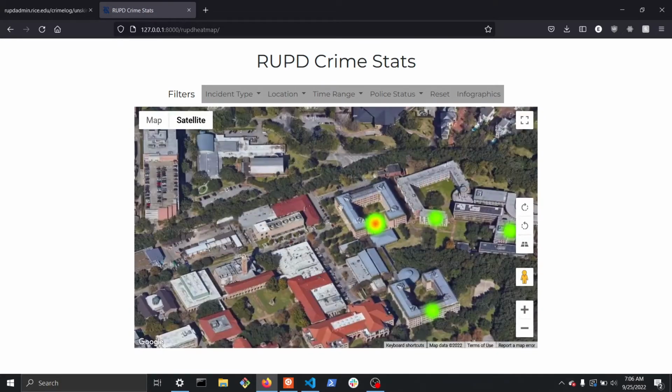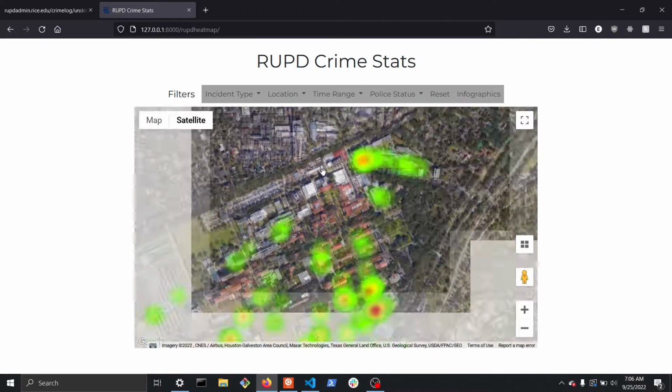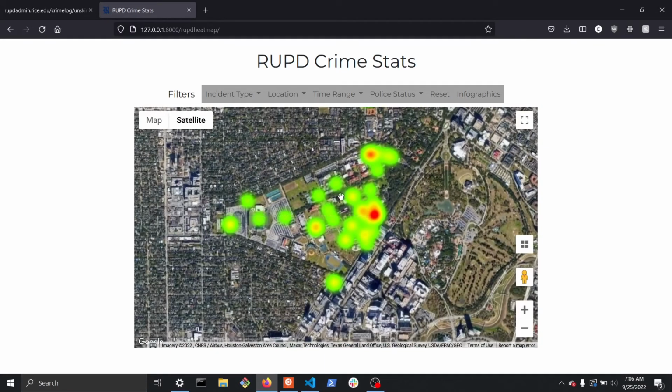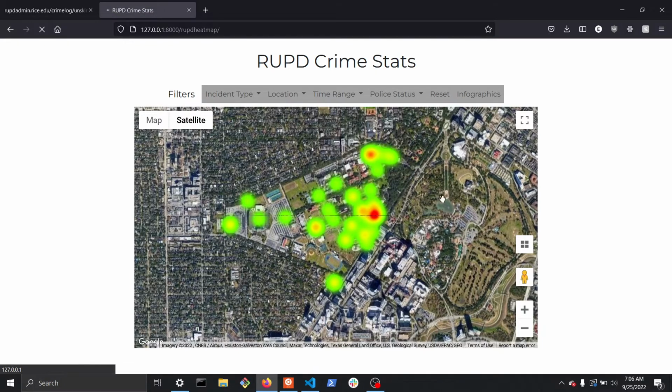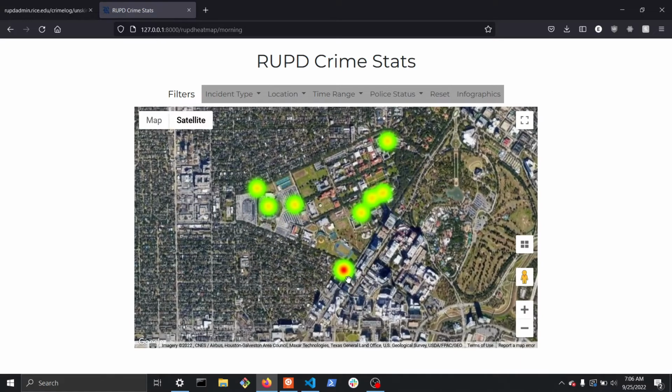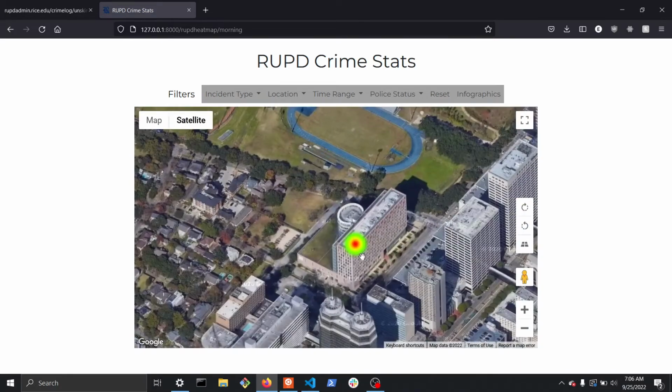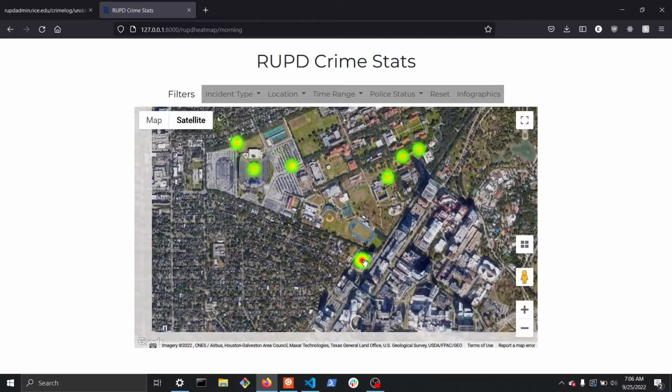occurred there. We also have implemented a variety of filters that you can use on the map to determine things such as crimes that happen at specific time ranges. So for instance, we could look at crimes that happen in the morning. You can see there's a high frequency in the med center, kind of near the BRC.